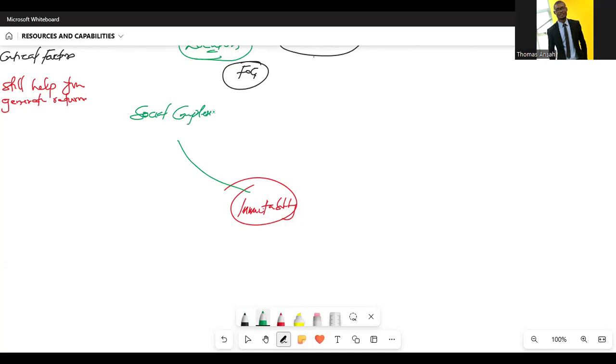Social complexity. And what do I mean by that? What I mean here is that, for example, we are looking at internal links and external links that an entity has.